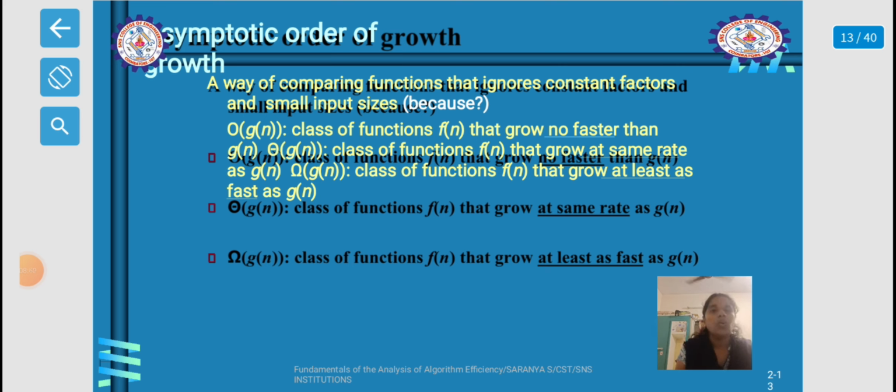O of g of n is the class of functions f of n that grow no faster than g of n. Theta of g of n is the class of functions f of n that grow at the same rate as g of n. Omega of g of n is the class of functions f of n that grow at least as fast as g of n.